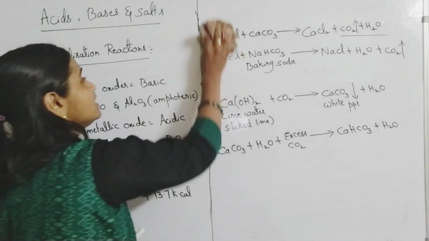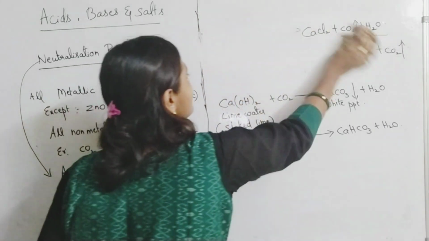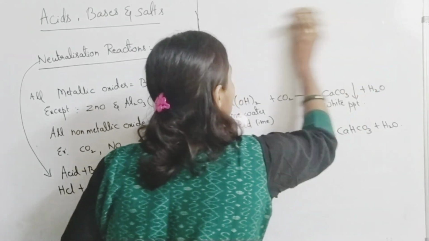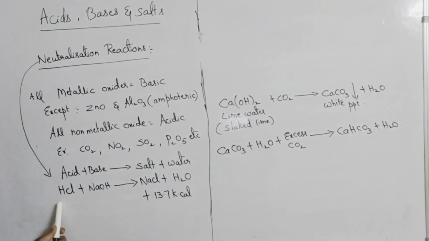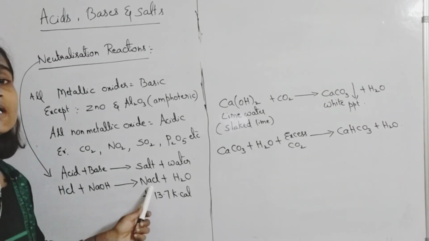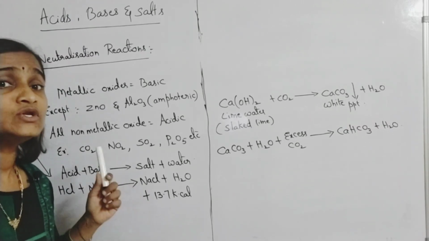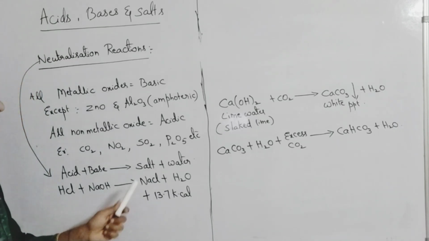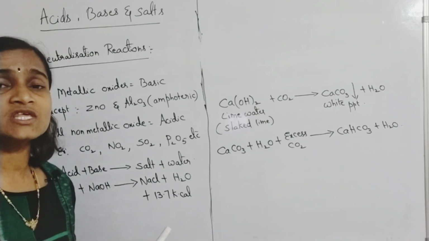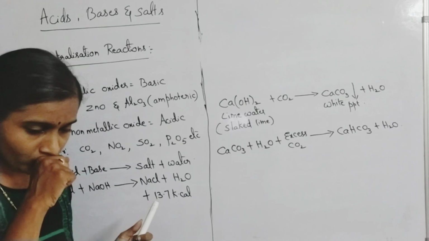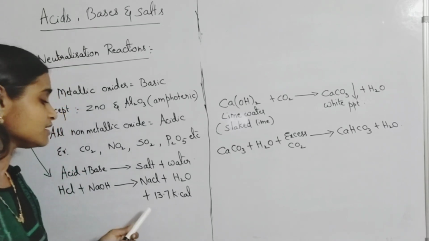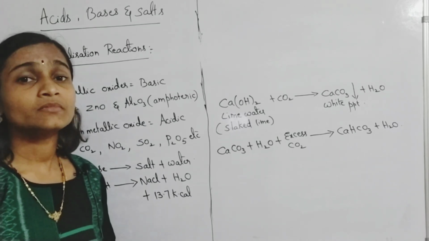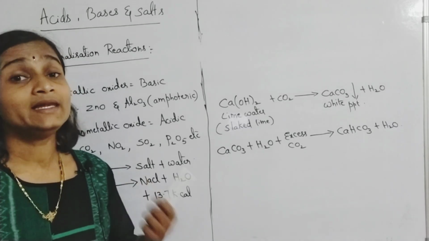Here you are taking a strong acid and a strong base. HCl is a strong acid, sodium hydroxide is a strong base. The salt formed is NaCl, which is a neutral salt. And along with that, how much heat is released? If you check, 13.7 kilocalories of heat is liberated.